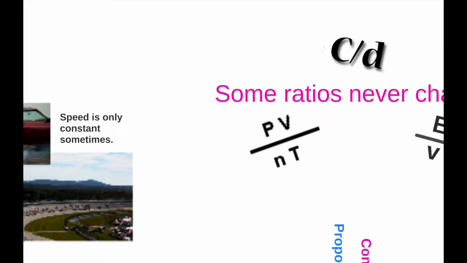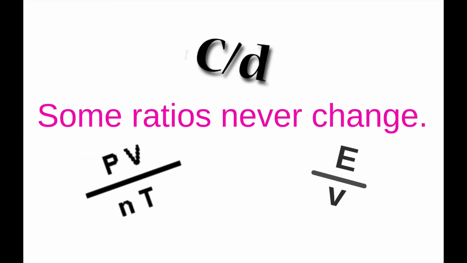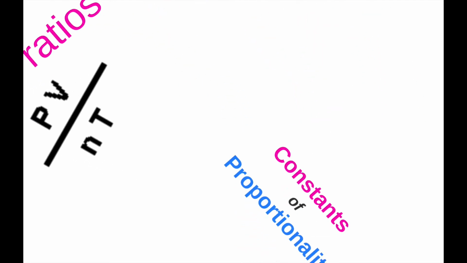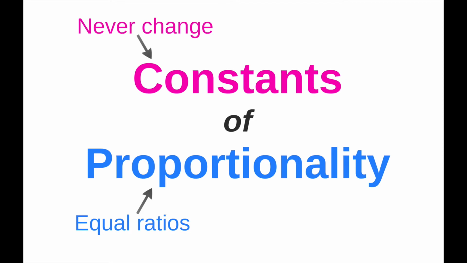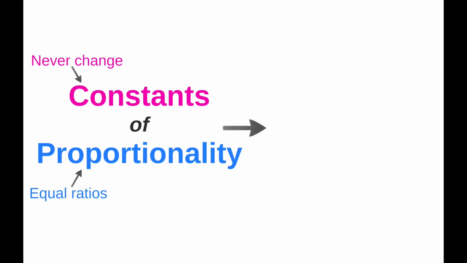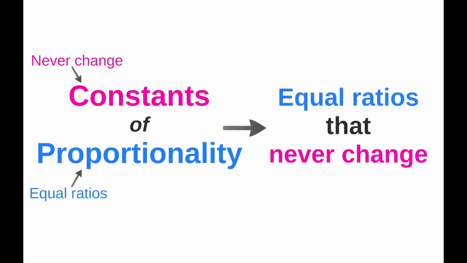But there are some instances in nature where the ratio would never ever change. And that's what we're going to look at now. We call these special cases constants of proportionality because, well, proportionality means equal ratios, and constants are things that never change. So these constants of proportionality are equal ratios that never change. And one of our favorites is pi.